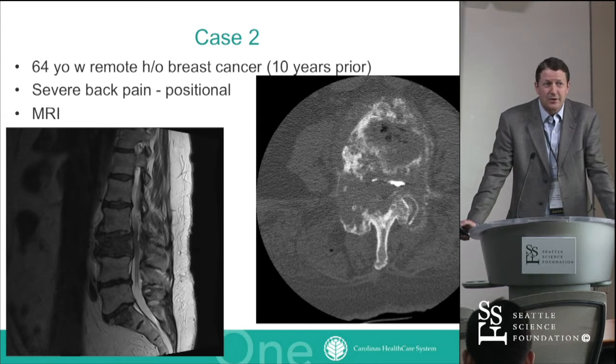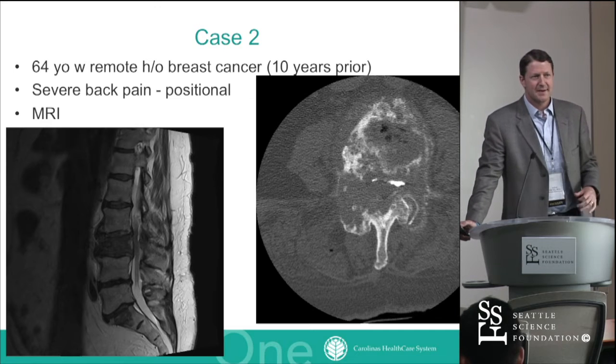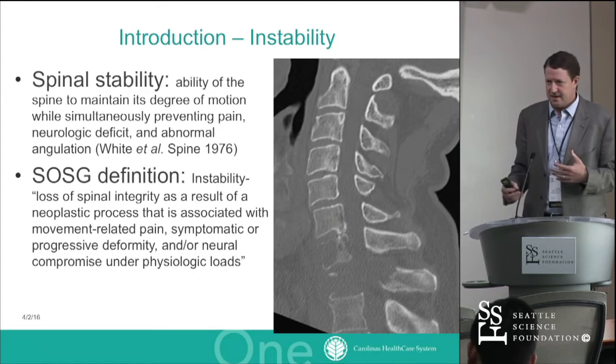And I think that we're learning that maybe we don't know the right time to stop those agents. And it's rare, but it does happen. I have a 19-year post-primary treatment recurrence of breast cancer, so it happens. So let's talk about instability.